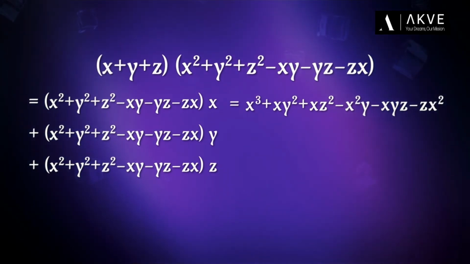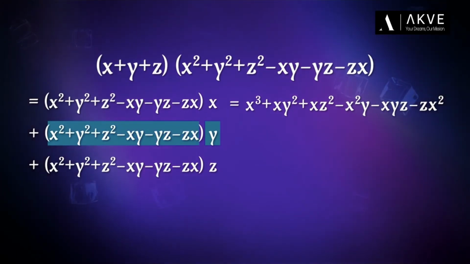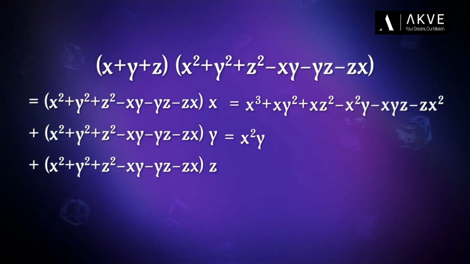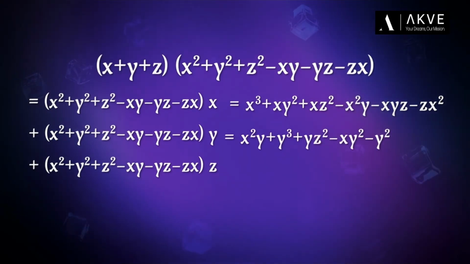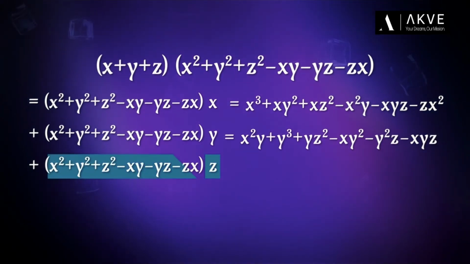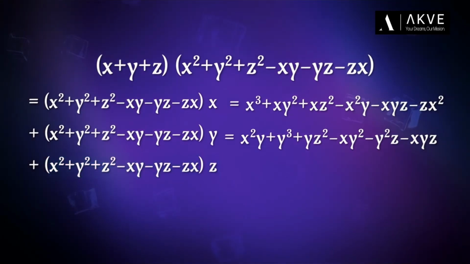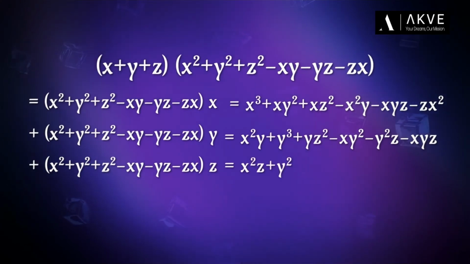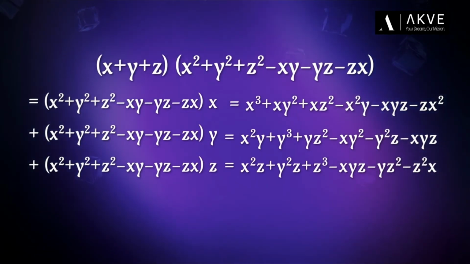This time, let's multiply y and (x squared plus y squared plus z squared minus xy minus yz minus zx). Doing so, we get x squared y plus y cubed plus yz squared minus xy squared minus y squared z minus xyz. Similarly, multiplying z and (x squared plus y squared plus z squared minus xy minus yz minus zx), we get x squared z plus y squared z plus z cubed minus xyz minus yz squared minus z squared x. So, we are done with the multiplication process.